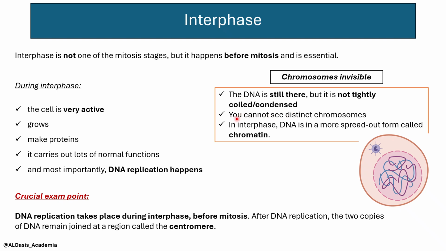And in general, you cannot see distinct chromosomes during interphase. So if you have a bunch of cells that you're looking at under the microscope, and you see that the nucleus has the form of DNA, but it does not have the distinct shape of chromosomes, then you would know that this cell is going through interphase.